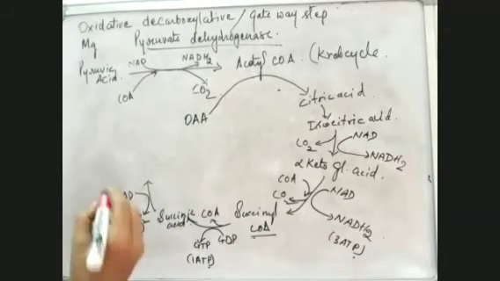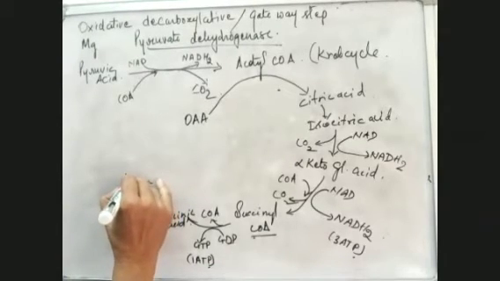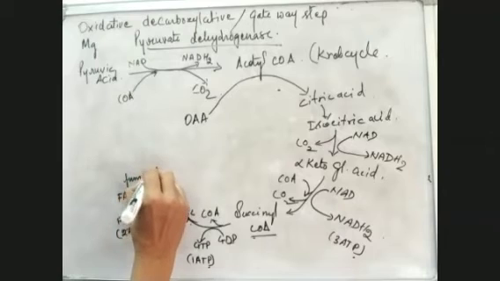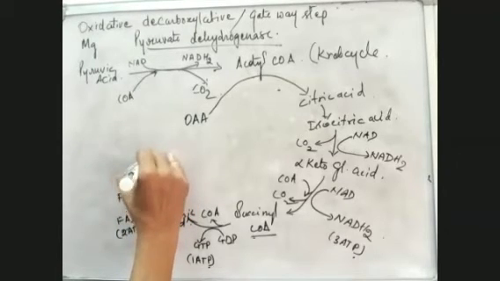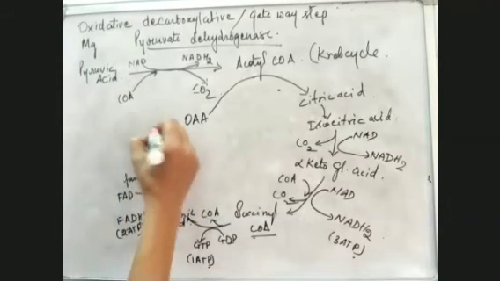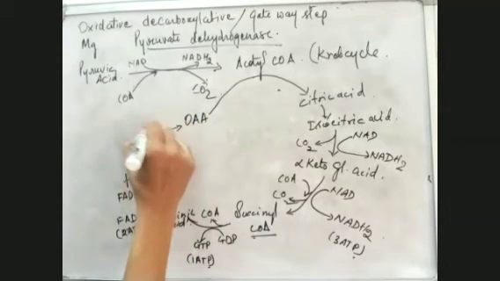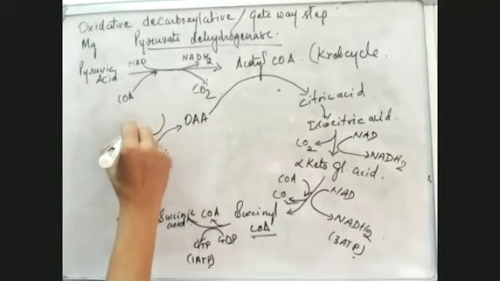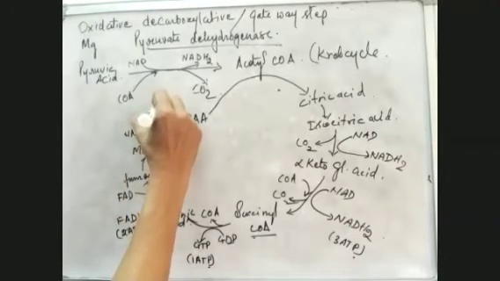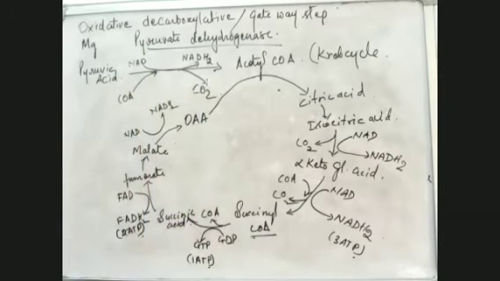So this results in the formation of fumarate. Then this fumarate gives you malate, and the malate then forms oxaloacetic acid by forming 1 NADH2. So 2 molecules of each of these are formed. So this was the Krebs cycle which took place.